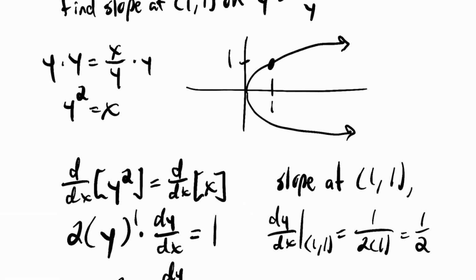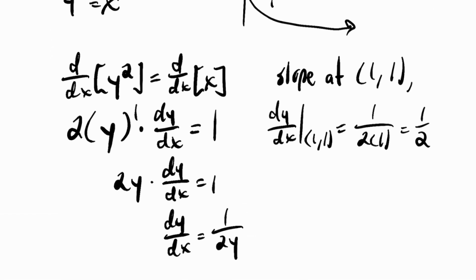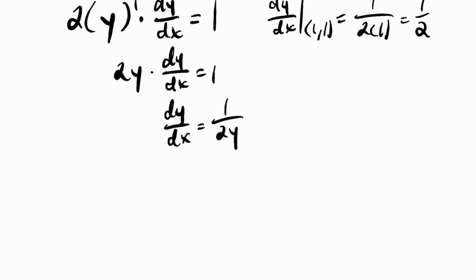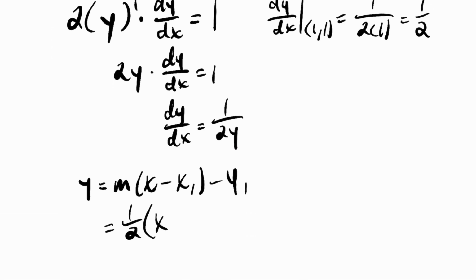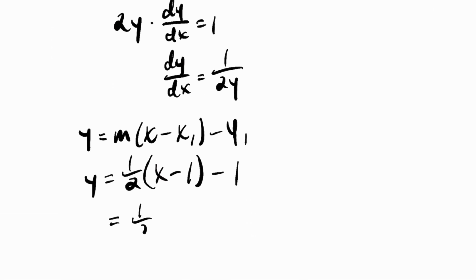Now, if I want the tangent line there, I can do this. I know the ordered pair, I know the slope. I can use y equals m times x minus x1, minus y1. So m, that's the 1/2, the slope that we found, times x minus x1, the x coordinate in the ordered pair we're talking about, so 1, and then minus y1, which is again 1, since x and y are both 1. So there is an equation for that line. I can clean that up a little bit.